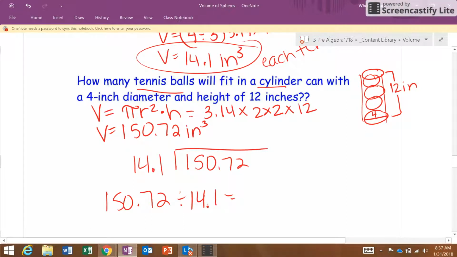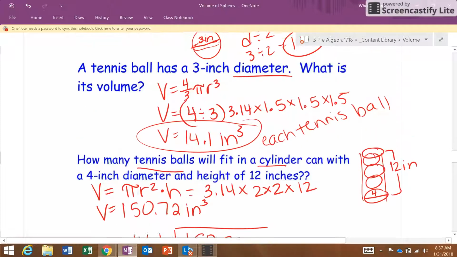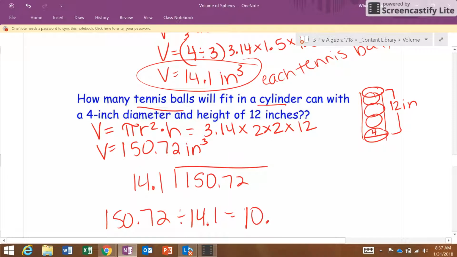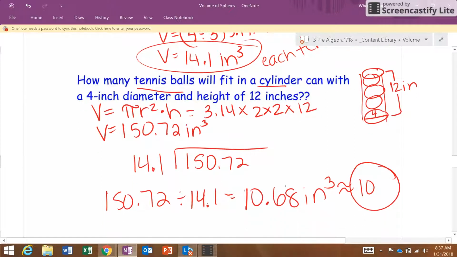And when we get that, we get about 10.68. So that seems about right. You could double check it, but 150 divided by 14 is about 10. And we would say that would be 10 whole tennis balls, right? This extra part might be the space around them that doesn't fit in.